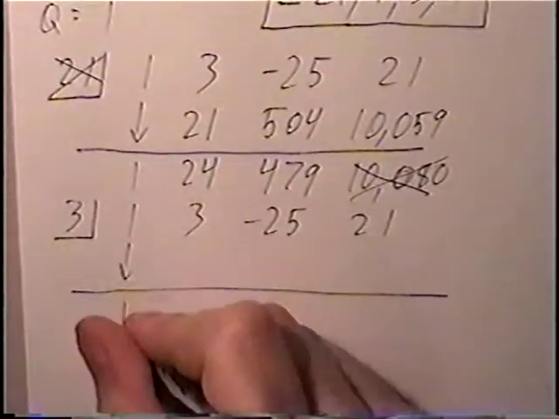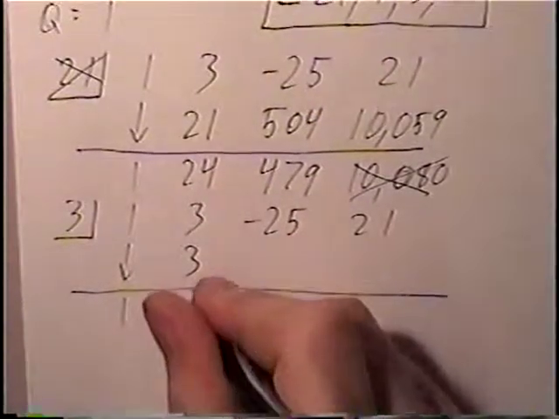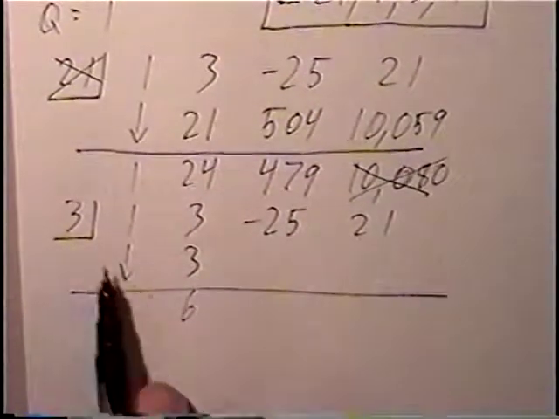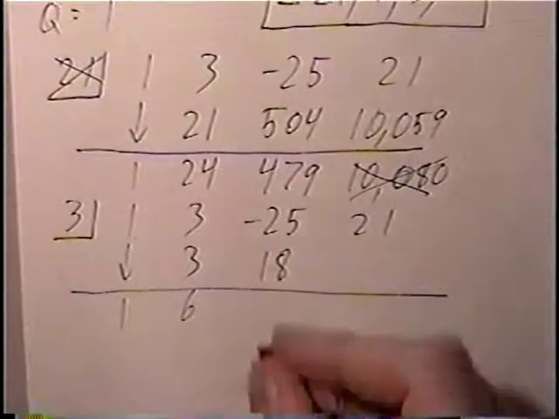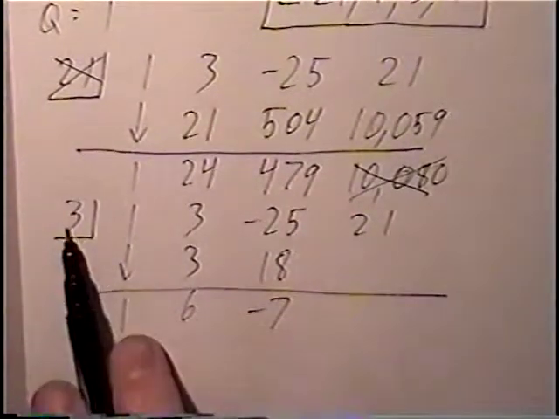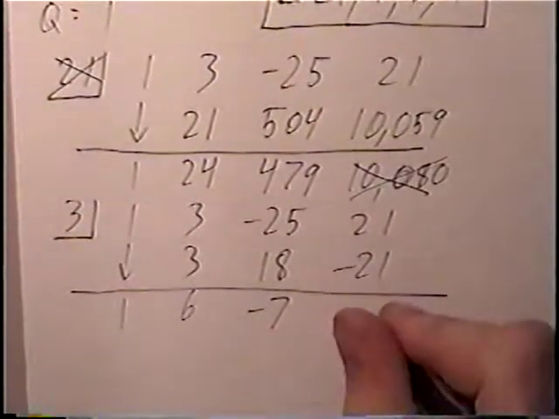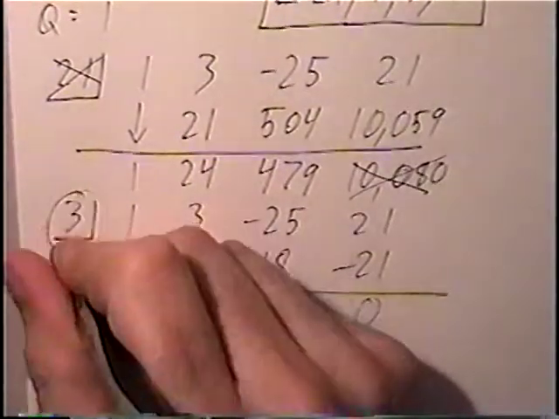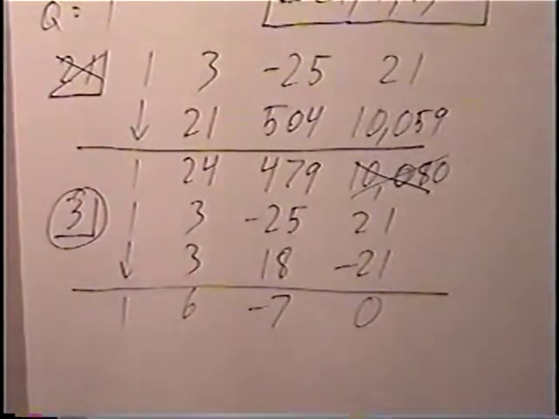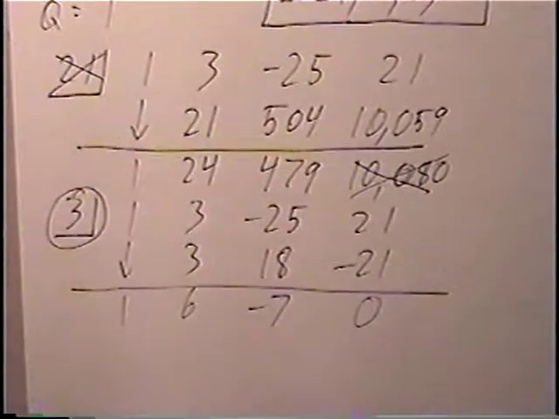Dividing down, the 1 comes down, multiplying each number this time by 3. 3 plus 3 would be 6, times 3 is 18. Negative 25 plus 18 would be negative 7, and 3 times negative 7 would be negative 21. So a 0 remainder again means 3 works for this question. If we wanted to, we can try different numbers using the 1, 6, and negative 7.